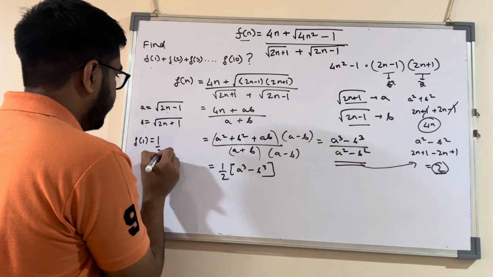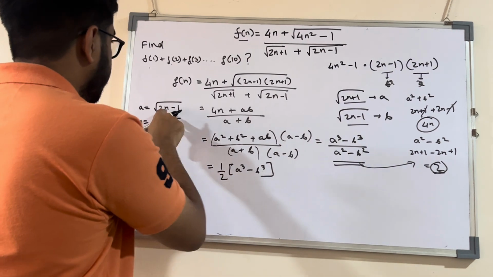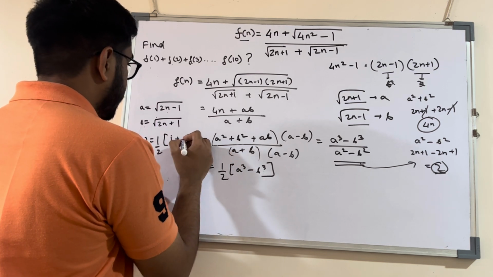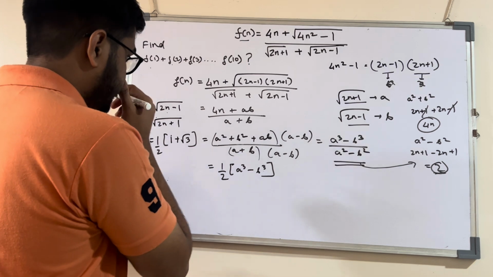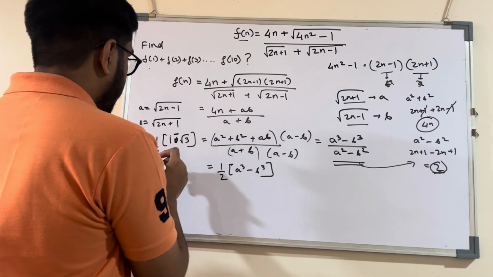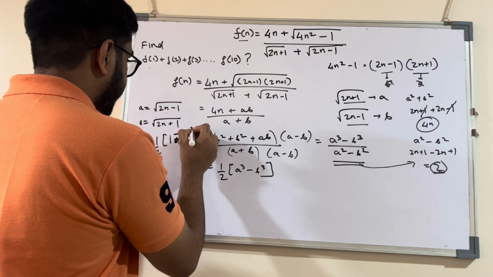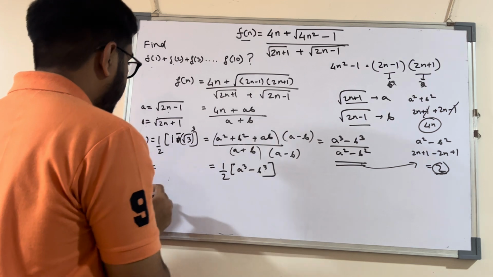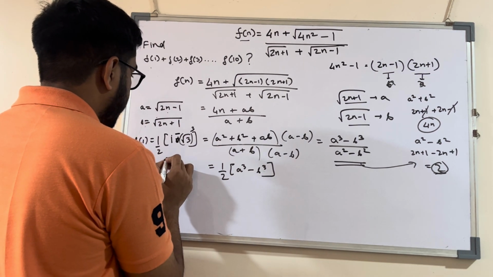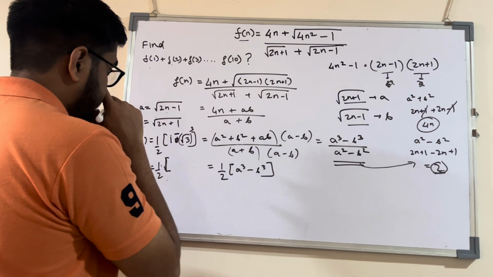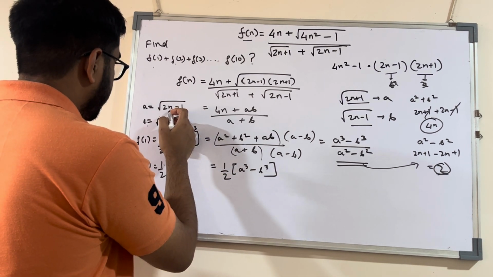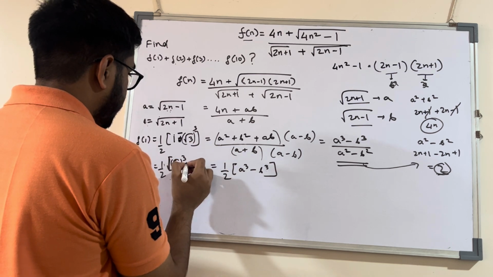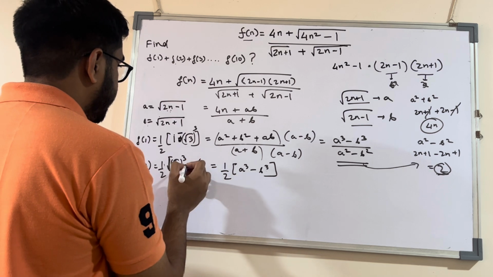f of 1 is equal to half into, what is A? This is 1, plus root 3, minus root 3, the whole cube. What is f of 2? f of 2 is equal to half into 4 minus 1, root 3 cube minus, what is b?